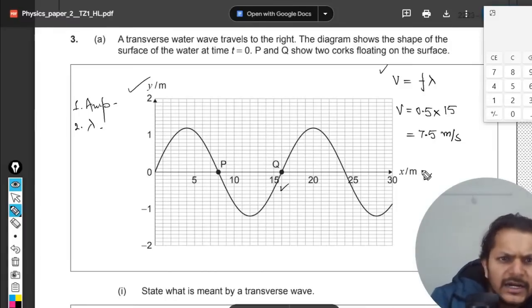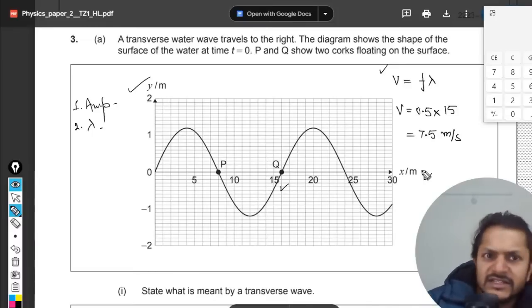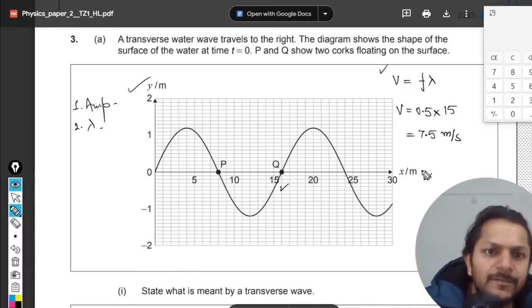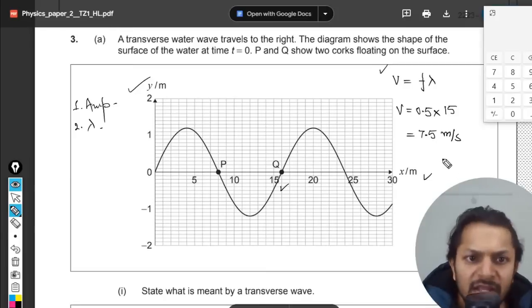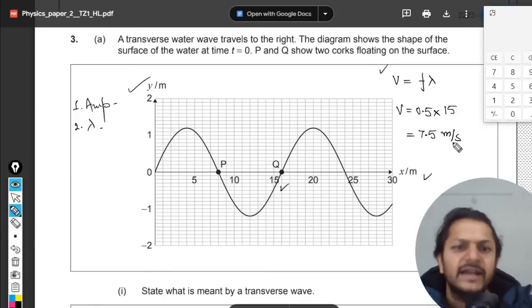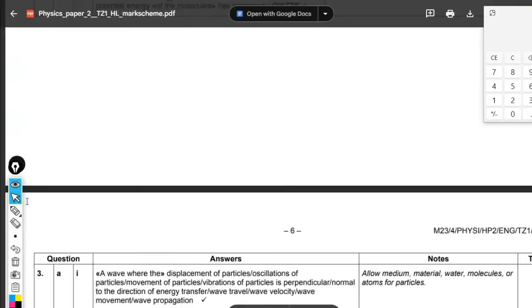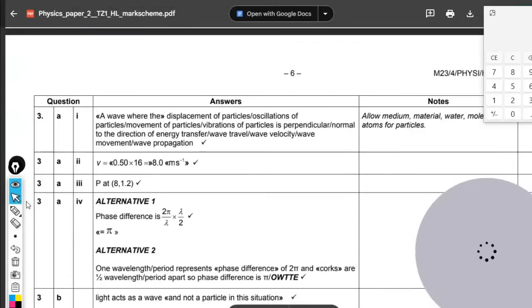Okay, frequency is 0.5 hertz, so one oscillation is done in half a second. Yes, 7.5 meter per second. Yes, so this is the velocity, and let us verify it from the mark scheme. By the way, the answer should be correct.